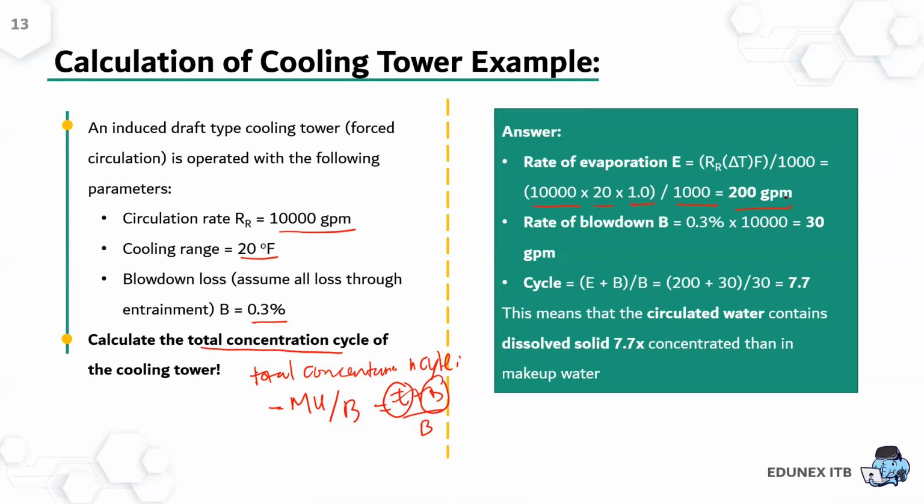And for the rate of the blowdown, we can just calculate the blowdown loss, which is 0.3%. So just multiply it with the circulation rate. So 0.3% times 10,000, we get 30 GPM. So the total concentration cycle of the cooling tower can be calculated using this formula. So 200 plus 30 divided by 30, then we will have 7.7. So this means that the circulated water contains dissolved solids 7.7 times more concentrated than in the makeup water.